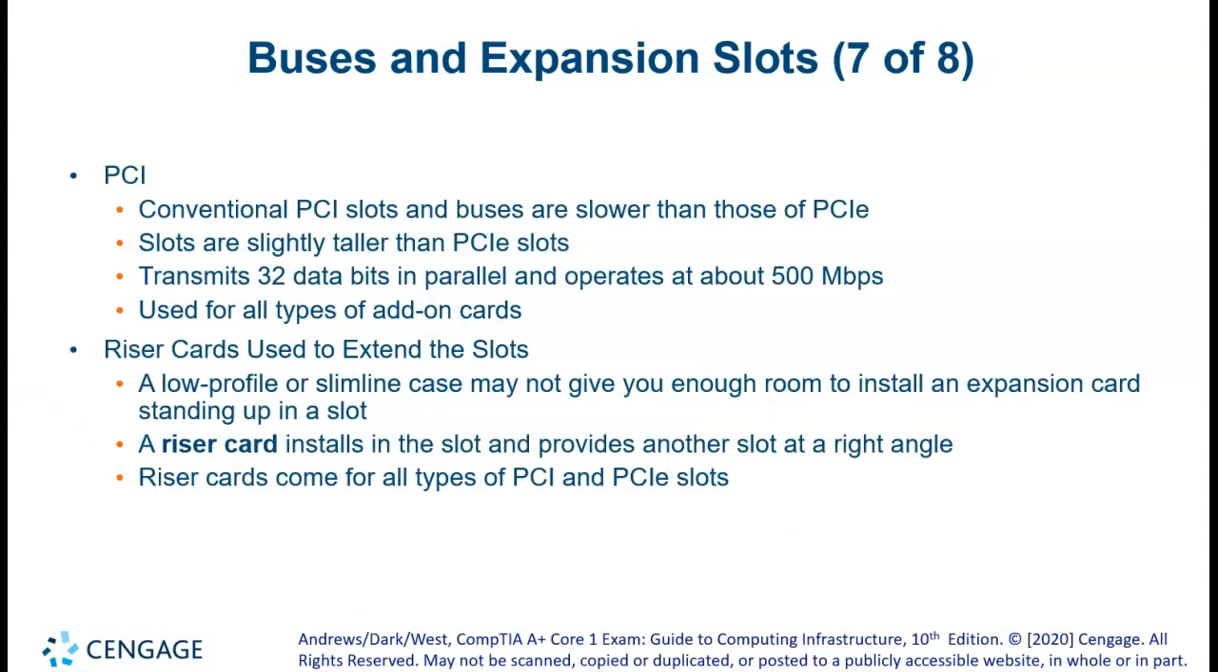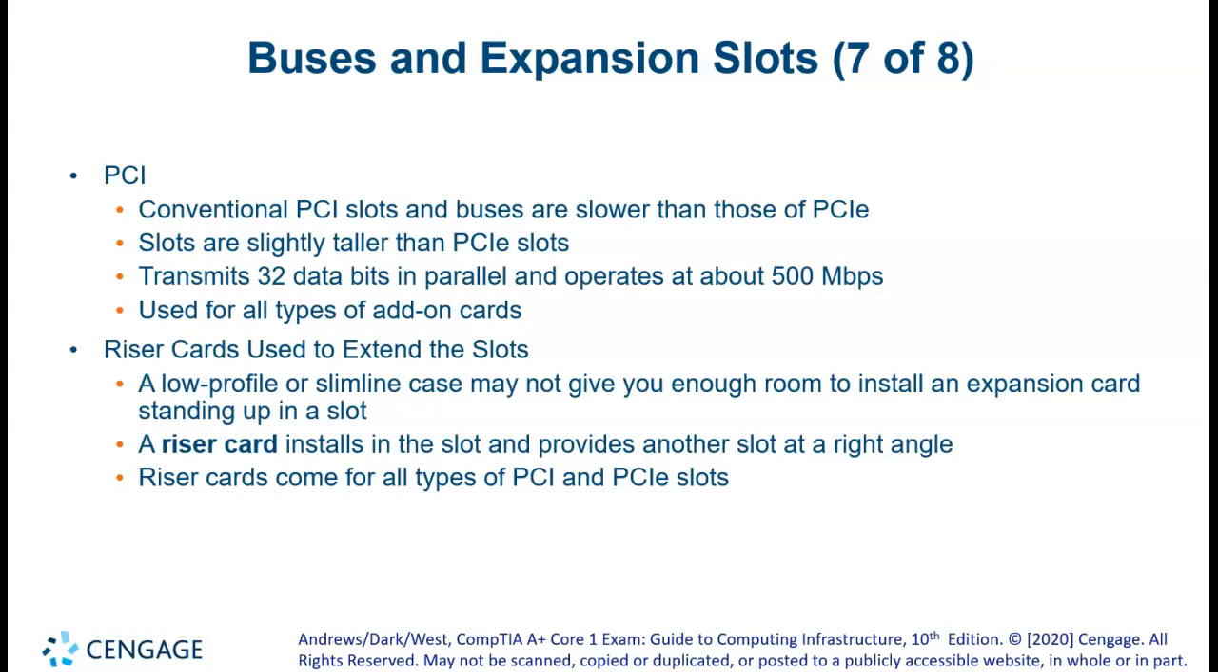Conventional PCI slots and buses are slower than those of PCIe. The slots are slightly taller than PCIe slots, transmit 32 data bits in parallel, and operate at about 500 megabits per second. Used for all types of add-on cards.